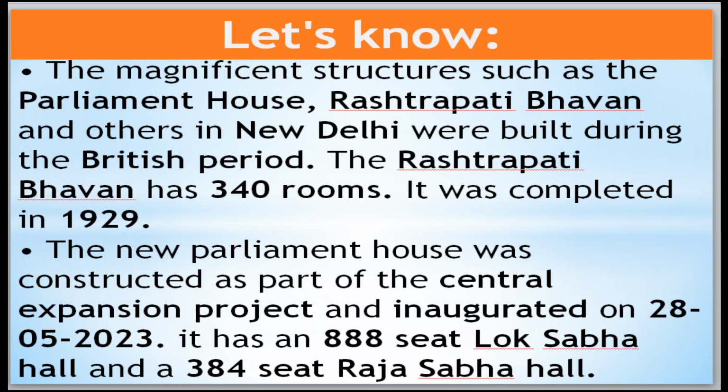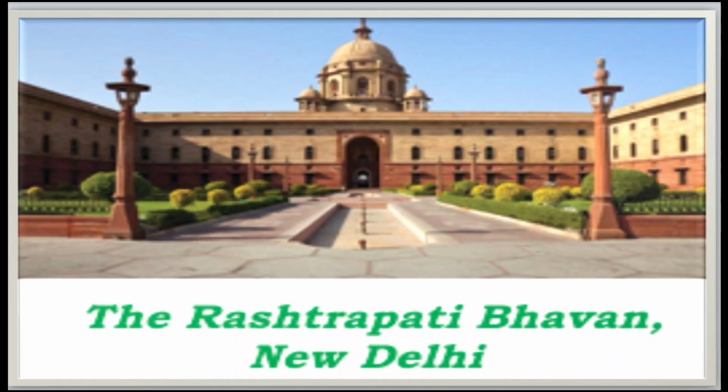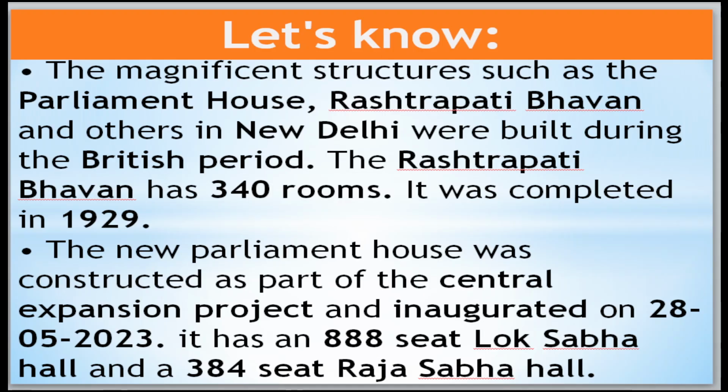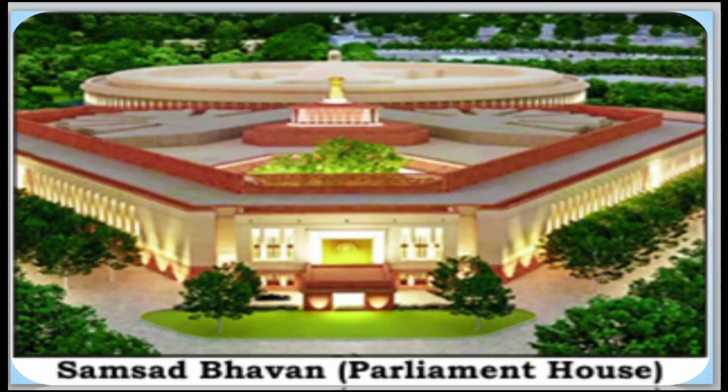Now let us know these things. The magnificent structures such as Parliament House, Rashtrapati Bhavan and others in New Delhi were built during the British period. The Rashtrapati Bhavan has 340 rooms and it was completed in the year 1929 by the British government. Here you also have the Parliament.